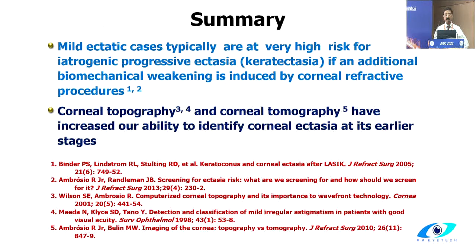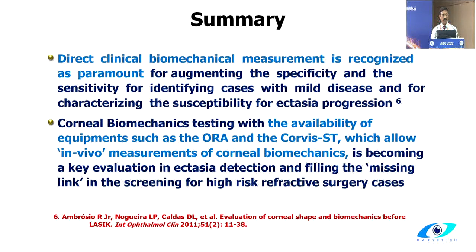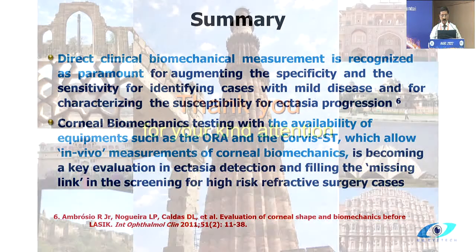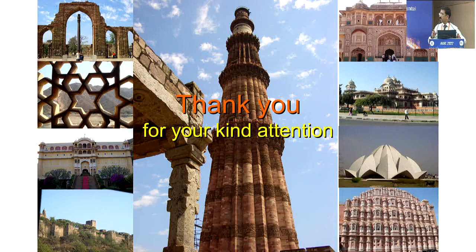So, to summarize, mild ectatic cases typically are at very high risk for iatrogenic progressive ectasia if an additional biomechanical weakening is induced. Corneal topography and tomography have increased their ability to identify these ectatic candidates earlier. Direct clinical biomechanical measurement is recognized as paramount for augmenting the specificity and sensitivity for identifying these cases with mild disease and for characterizing the susceptibility for ectasia progression. So corneal biomechanics testing with these newer equipments allows in vivo measurements of corneal biomechanics and is becoming a key evaluation in ectasia detection, filling the missing link in our screening for high-risk refractive surgery cases. So thank you very much, and I'll be very happy to take any questions.